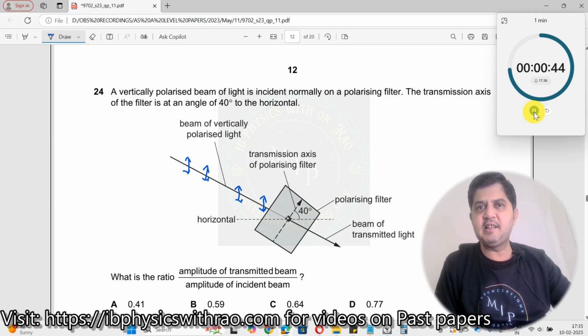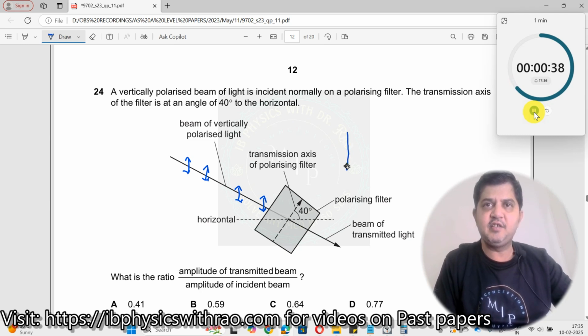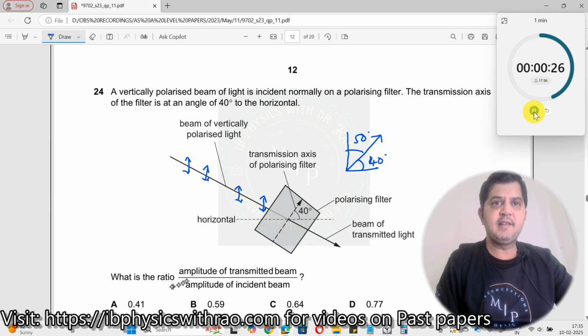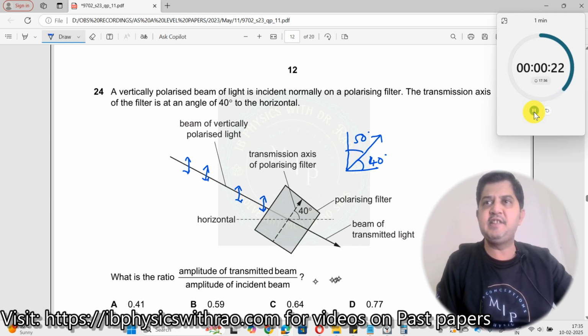So the polarizer, this is 40 degrees over here. This is your transmission axis. Which means what is the angle made by this angle? This is your vibration, and this is your transmission axis, T axis, and this makes an angle of 40 degrees over here. It means this makes an angle of 50 degrees with respect to the T axis. Then what is the ratio of the amplitude of the transmitted beam to the amplitude of the incident beam?